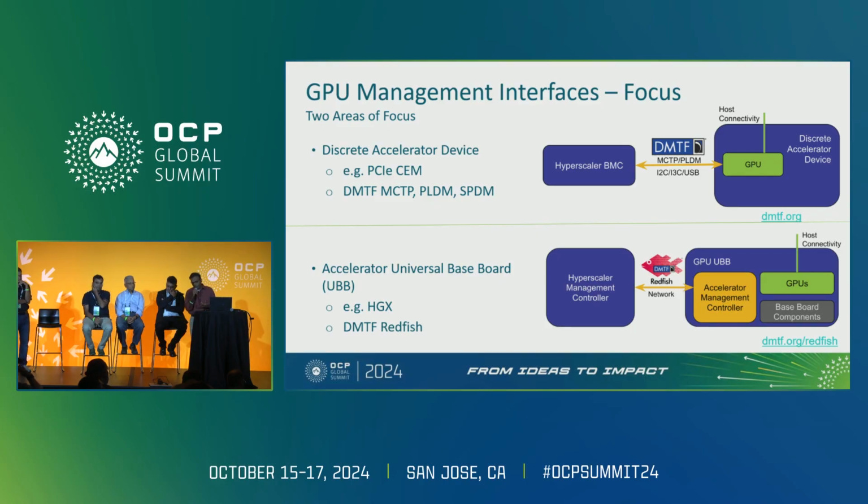In this case, we have a management controller onboard the UBB, called the Accelerator Management Controller, AMC in short. That is responsible for managing all the GPUs in the OEM form factor within the UBB and all the onboard peripheral components like VRs, retimers, FPGAs, right? The role of this AMC is to collect all the telemetry from all the downstream devices and pass it on to the hyperscaler BMC. That's the single point of contact between the hyperscaler BMC and this UBB, right?